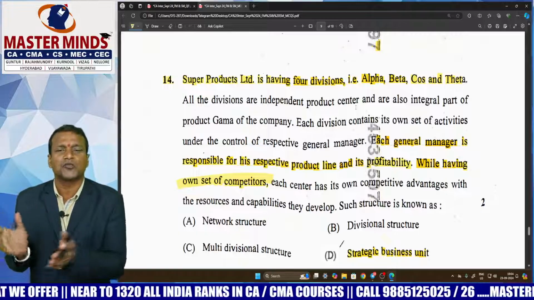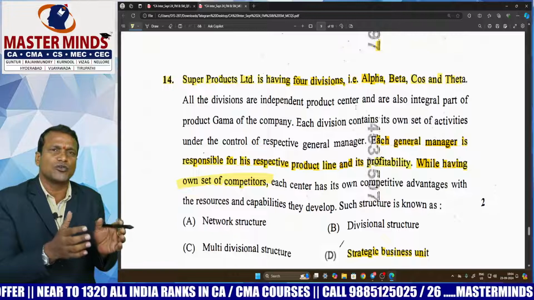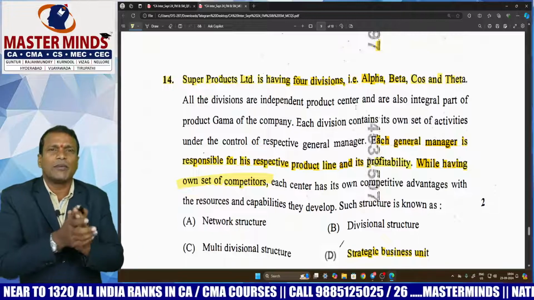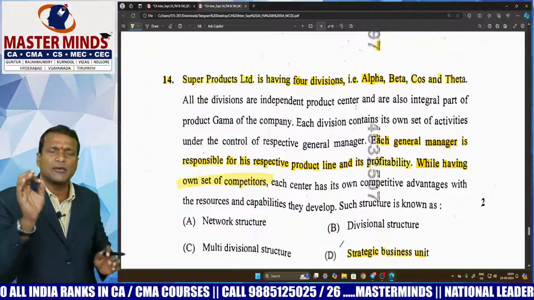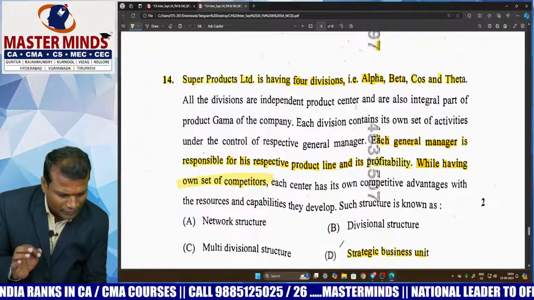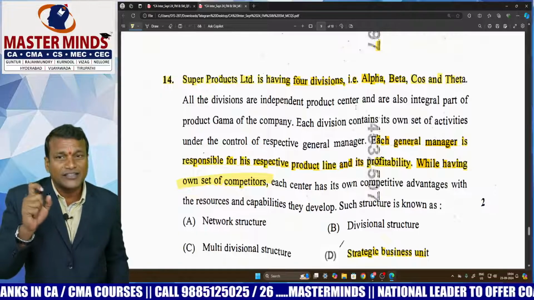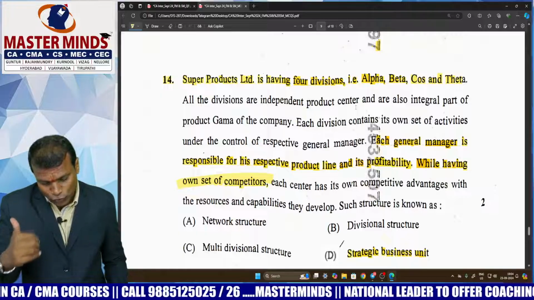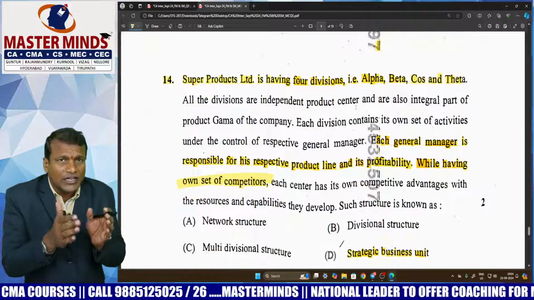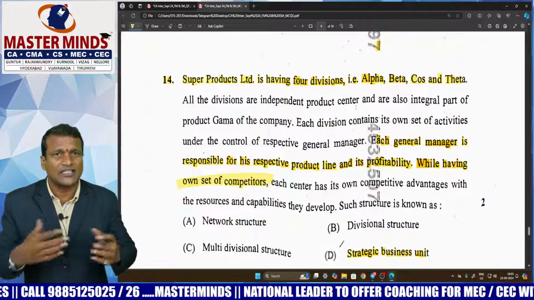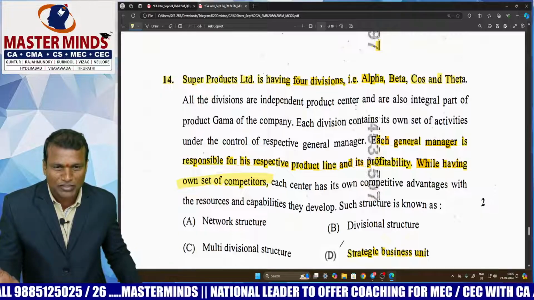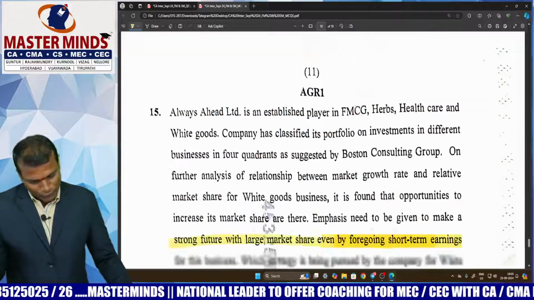What is the main responsibility of general manager? He is responsible to develop a very appropriate products for the customers under its division, and he is the person most responsible for generating profits, right? Look at the other phrase the ICAI has used in this question. Every division will be having its own set of competitors. This phrase itself says that it's a strategic business unit, right? Now please move to the next one.